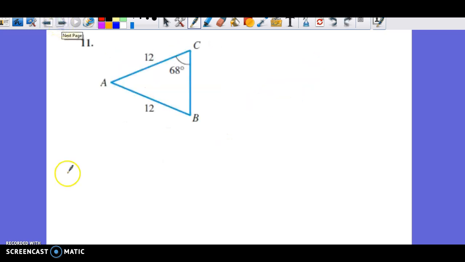Alright, let's look at this one, because this is an isosceles triangle. Anytime the legs are the same, the base angles are the same. We talked about that when we did our area. So if you subtract both 68s, you're going to get 44. And now you're going to be able to do a law of sines problem.